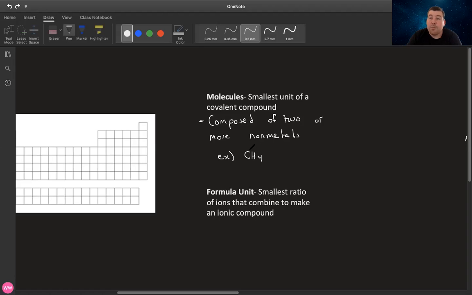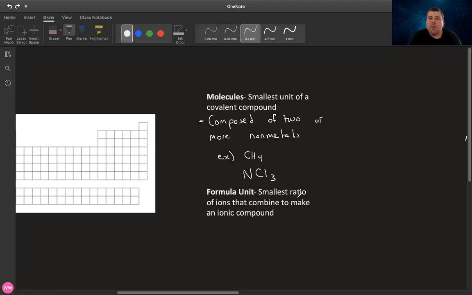When I was looking at my examples earlier, CH4 is a good example, because remember, carbon and hydrogen are both non-metals. Carbon is on the right-hand side of the periodic table. Hydrogen isn't. If you want an example of something that is both on the right-hand side of the periodic table, nitrogen trichloride, which is NCl3, is going to be another example of this.